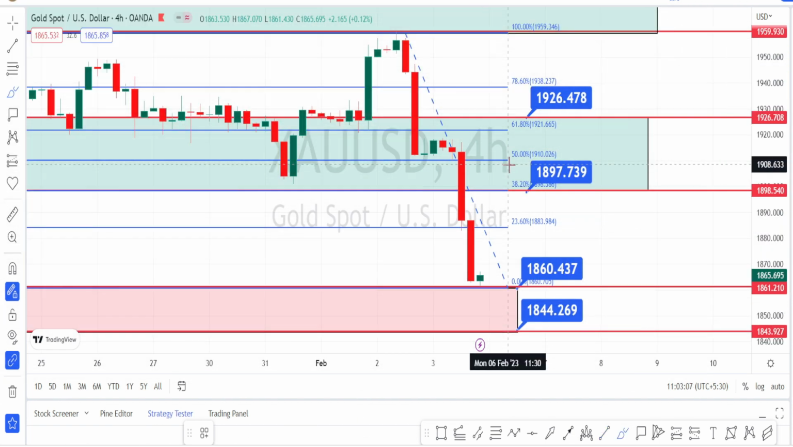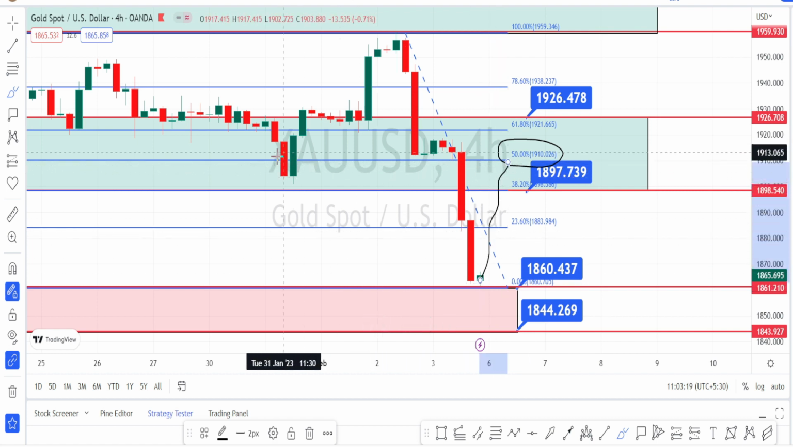Now I have used the Fibonacci retracement tool. So here we have the 50% resistance level around the level of 1910. So if the price action bounces back on the bullish side retracement also, we can expect it to find resistance at this level.